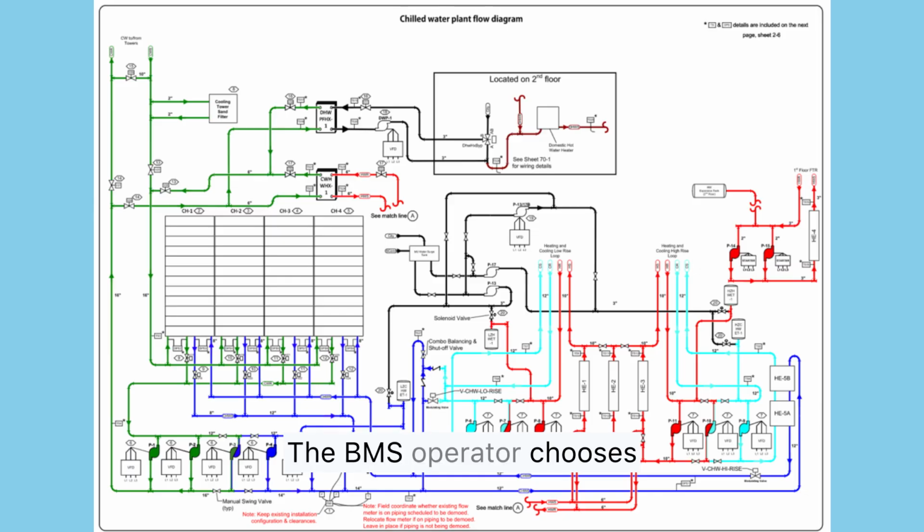The BMS operator chooses the mode: cooling, heating, or simultaneous. Each bank can operate in the assigned mode of operation. First, the BMS opens the chiller bank condenser water flow valve. Secondly, the chiller bank chilled water flow valve. Next, the BMS starts the associated pumps, and the associated chiller bank modules start their operation.